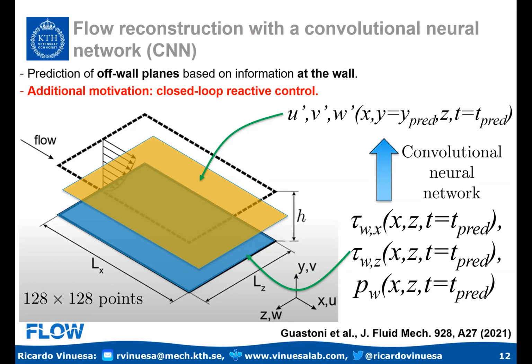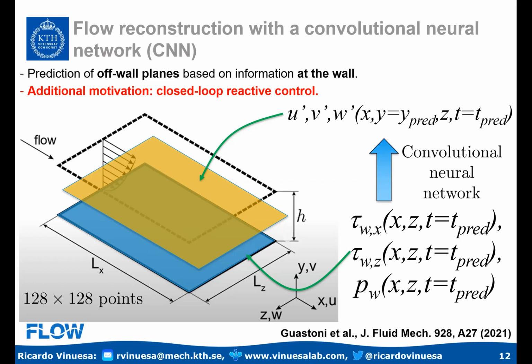So that's convenient for flow control, especially if you do closed loop control, because if you know what the flow looks like instantaneously, then probably you will be able to control it better, because you know exactly the type of fluctuations that you should be targeting.